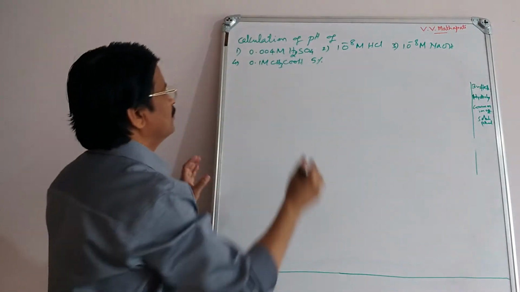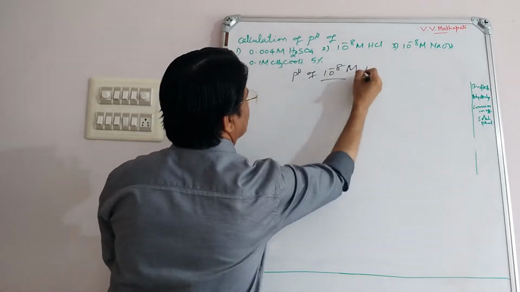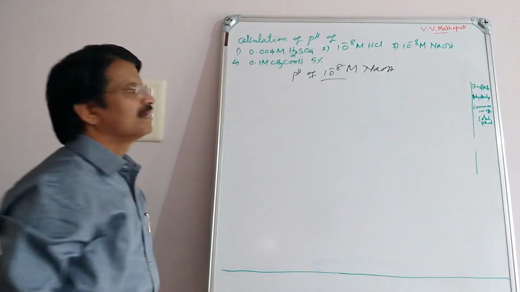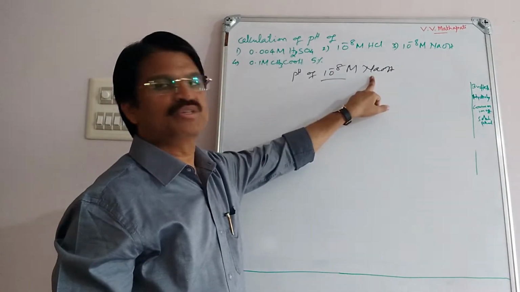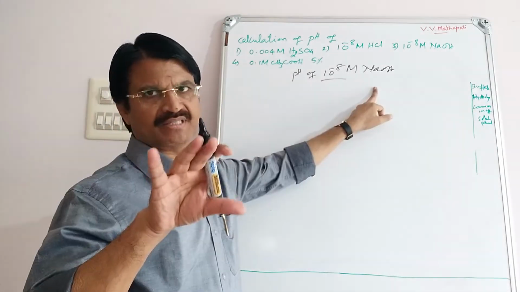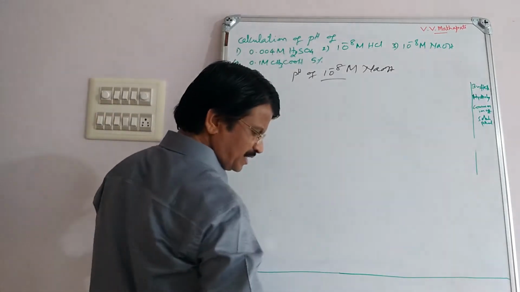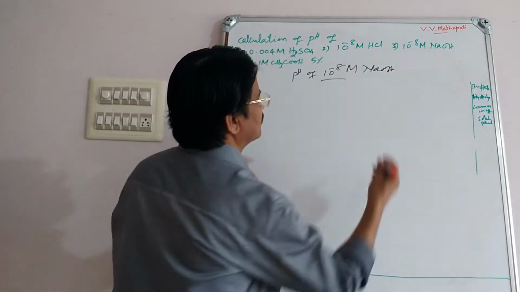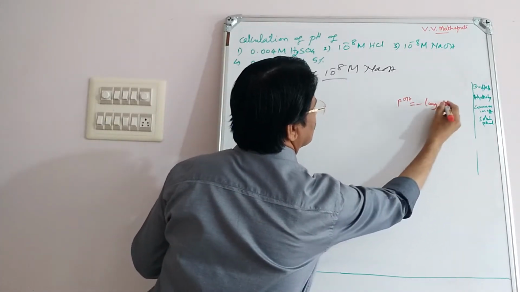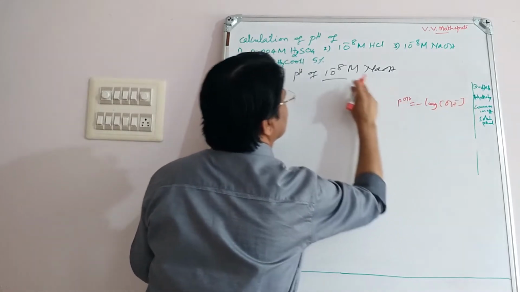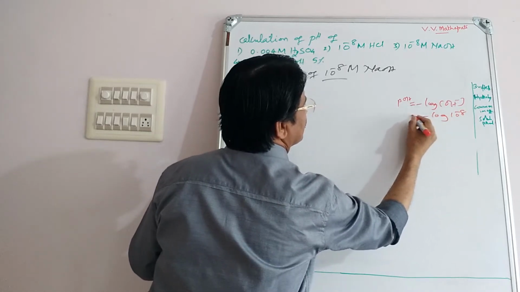Ten raised to minus 8 M NaOH, what is the pH? Yes, if a base is given, as I told in the previous class, first you have to find the OH ion concentration, then pOH, and last pH. Anyway, when you apply the pOH formula, pOH equals minus log OH ion, then for this 10 raised to minus 8, we get 8.